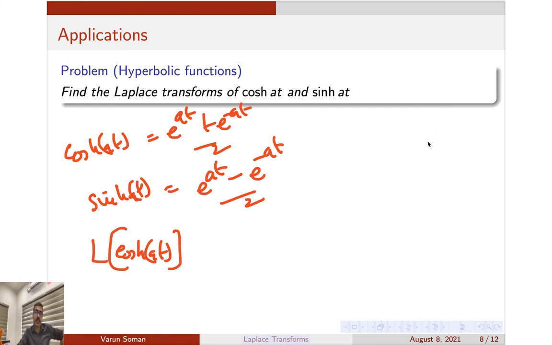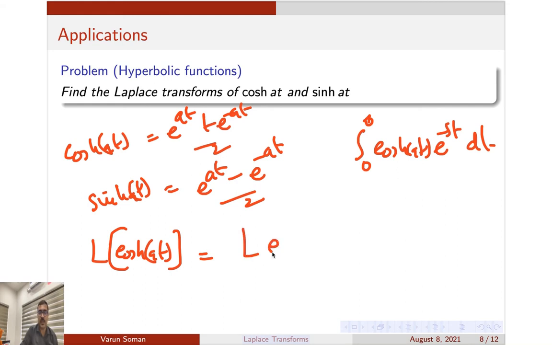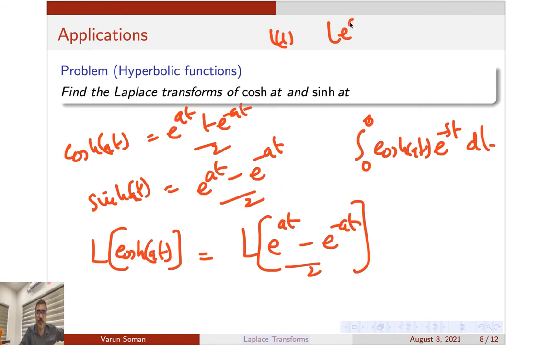One way I can do it is straightforwardly using the definition, that is cosh at times e raised to minus st dt. I don't know how to do this integral. It's very difficult, so it's not possible using that method. So we will use a slightly different approach using our applications. What do we know? We know the definition of cosh at, which is e raised to at plus e raised to minus at, divided by 2. Now we have two properties at our disposal: L of 1, and the value of L of e raised to at.